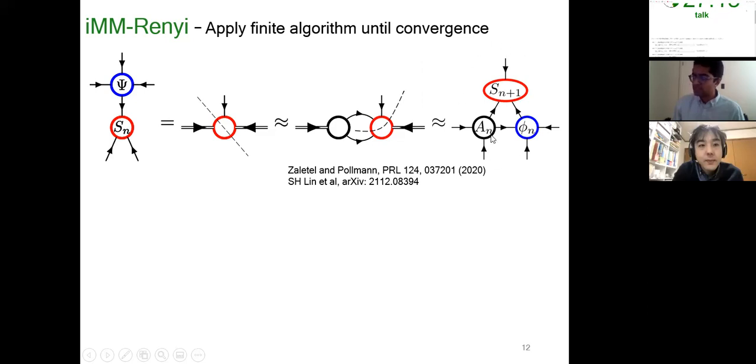So our goal is to produce something now that looks like this. Our A is our new isometric tensor, phi is our new MPS tensor, and S_{n+1} will be used in the next iteration of this procedure, replacing S_n. And we do this procedure over and over again until S_n and S_{n+1} converge.